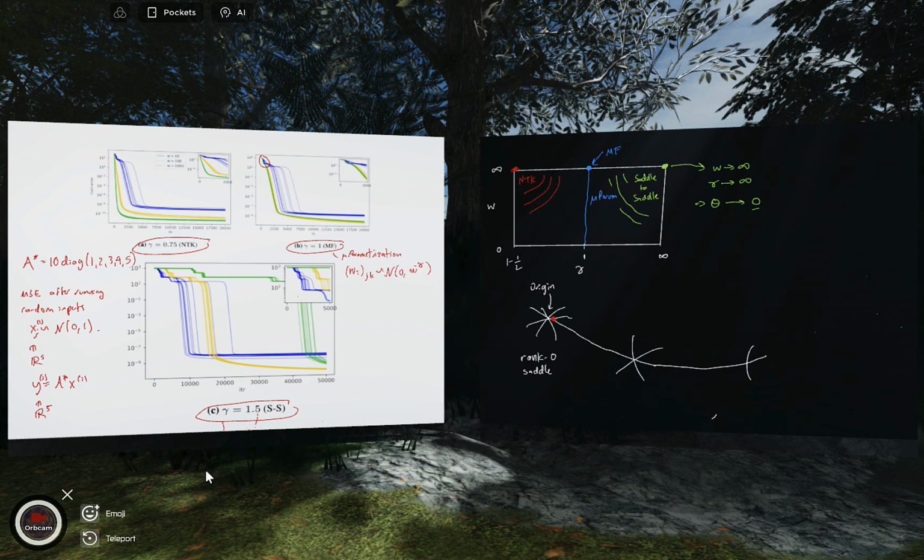What happens is that the point will escape the saddle, and the escape time will become slower and slower. It diverges as this goes to infinity. So I'll write that here as well. The escape time goes to infinity. But if you reparameterize time in the right way, then you find that there's always a way to escape. And what happens is you end up at a rank 1 saddle.